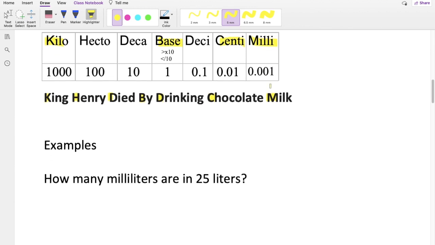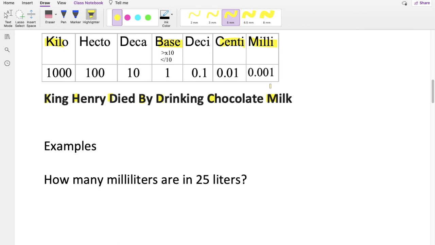So for the first example, it says how many milliliters are in 25 liters. So I have 25 liters. I'm going to write that: 25, and I'm just going to put the liters above it. I'm also going to place my decimal wherever the decimal is. This is a whole number, so the decimal is going to go after it. So I'm trying to go from liters, which is a base number, to milliliters.